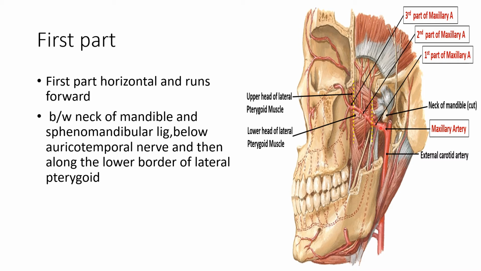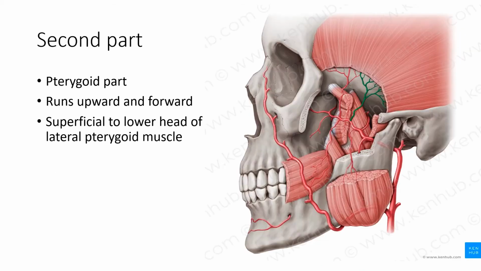So let me tell you once again that the three parts of the maxillary artery are very much related to the lateral pterygoid muscle, as the first part of the maxillary artery runs forward and horizontal, and it lies on the lower border of the lateral pterygoid muscle, and the second part lies just superficial, and the third part lies between the two heads of the lateral pterygoid muscle, okay.